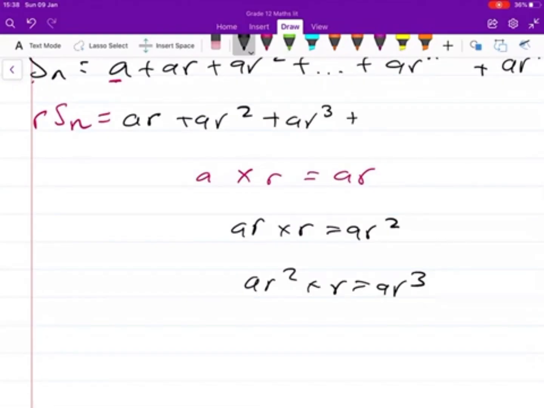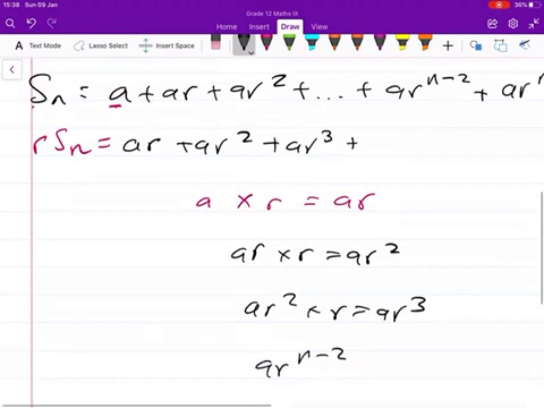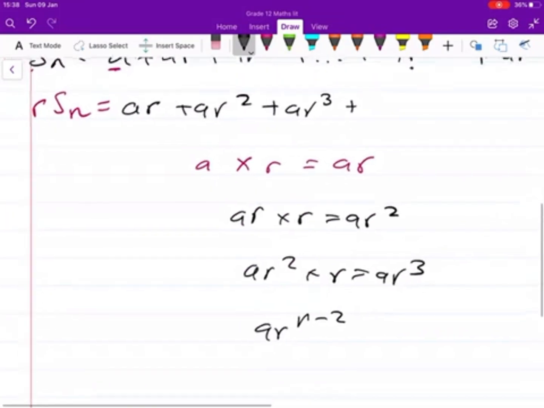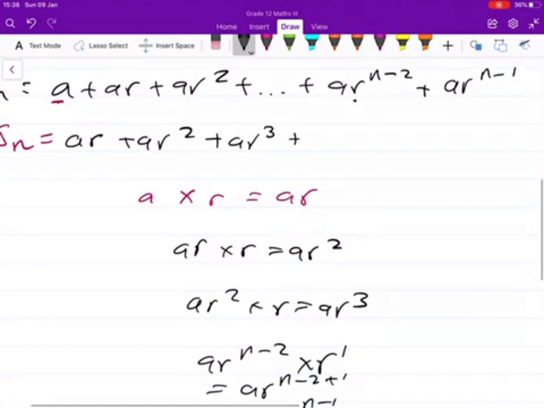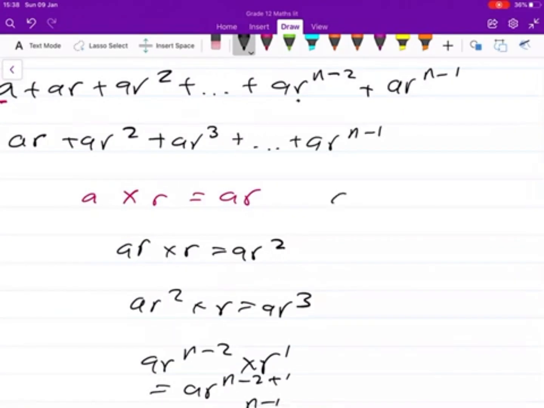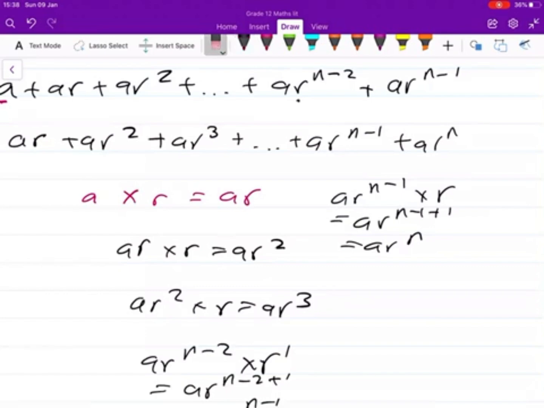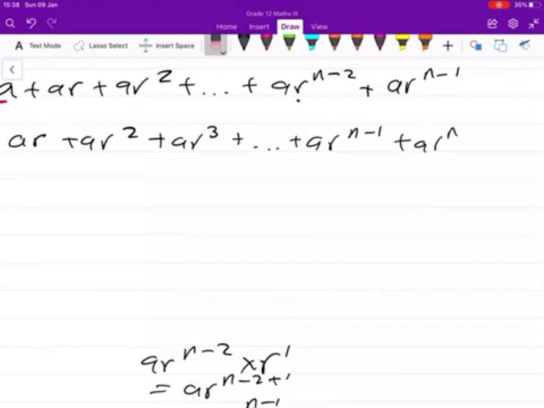If I multiply AR^(n-2) by R, remember when the bases are the same, you add the exponents. So this is the same as R to the power 1, so this is AR^(n-2+1), which is AR^(n-1). And if I multiply AR^(n-1) by R, I will have AR^(n-1+1), so this is AR^n. That is what you will have there.